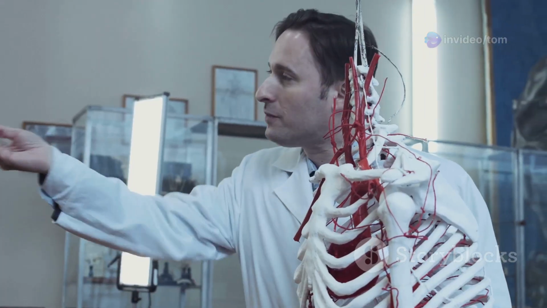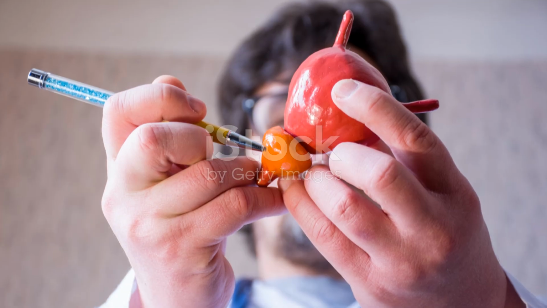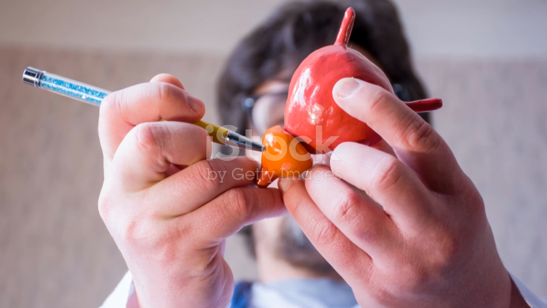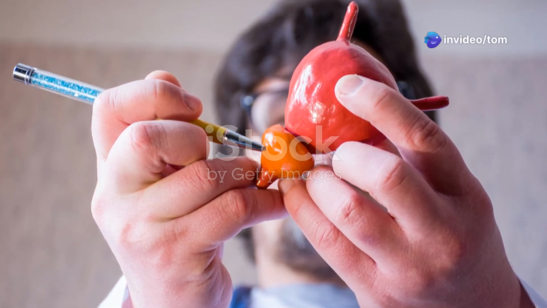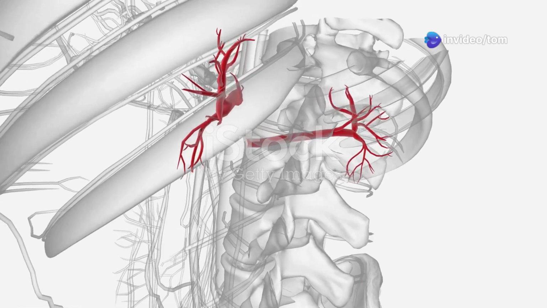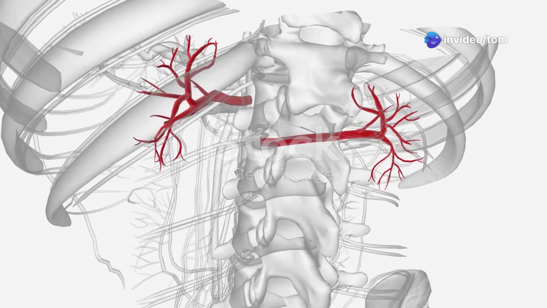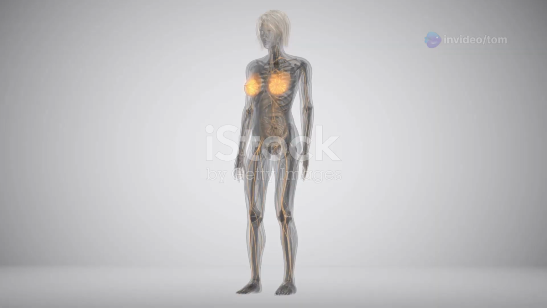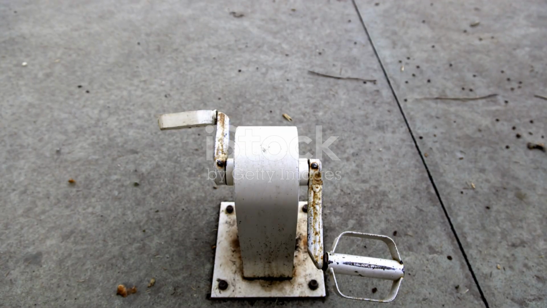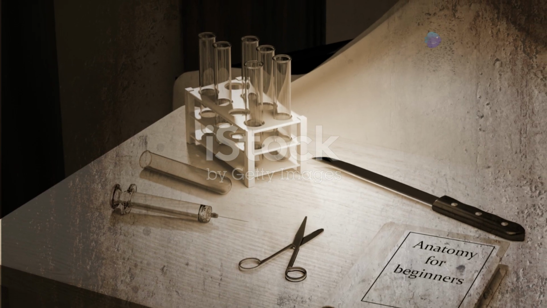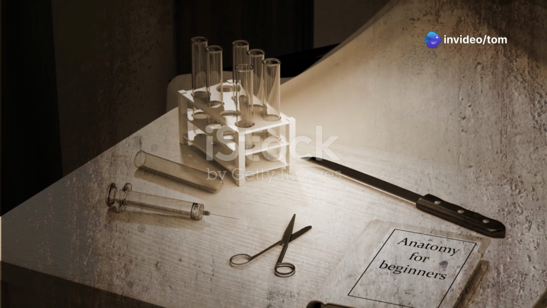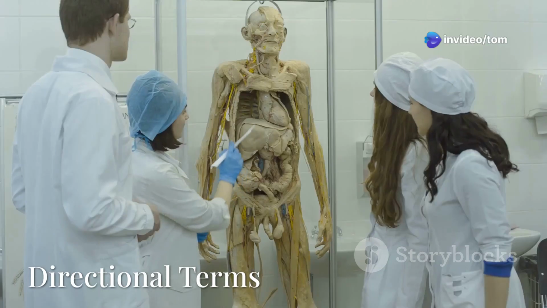Why is this position so important? Well, it provides a standardized frame of reference from which we can describe the location of any body part, regardless of the body's actual position. For example, we can say the heart is superior to the diaphragm, meaning it's located above the diaphragm, even if the person is lying down or doing a handstand. The anatomical position ensures consistency and accuracy in anatomical descriptions.